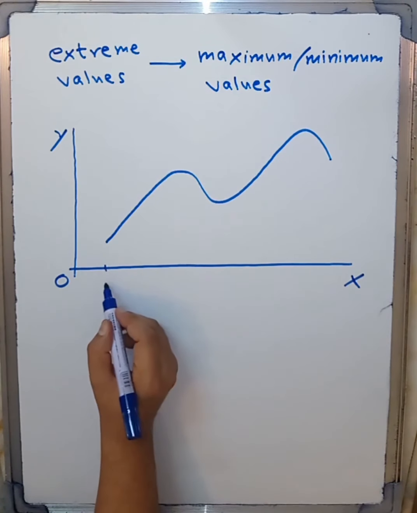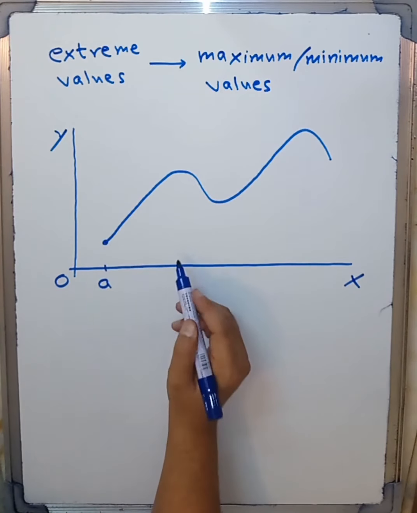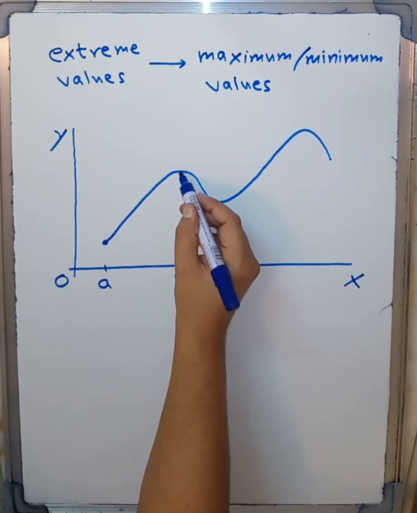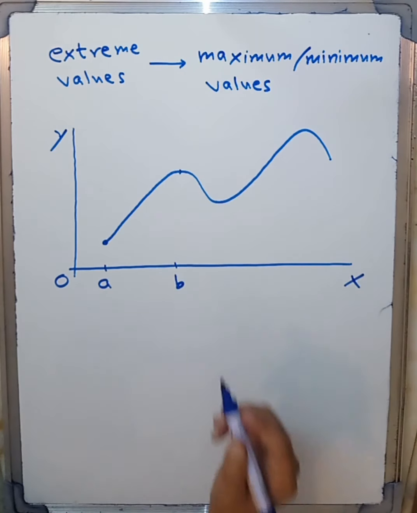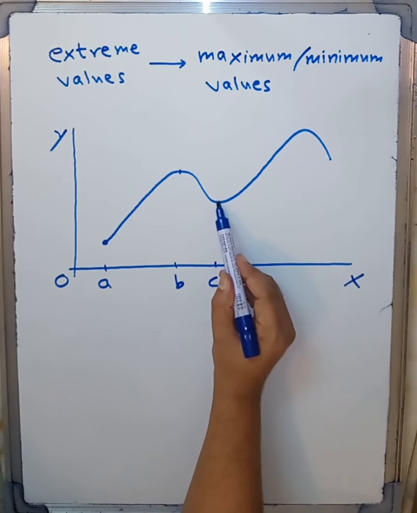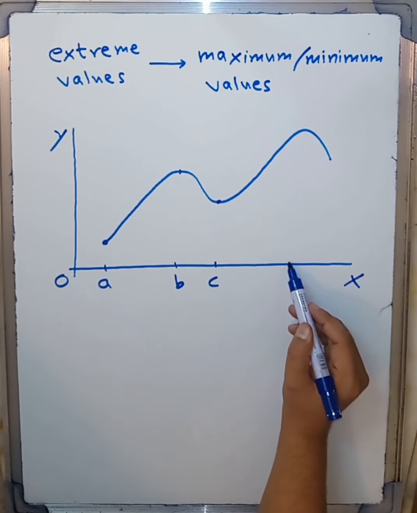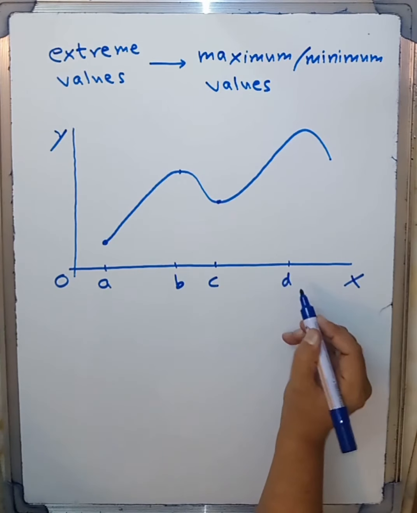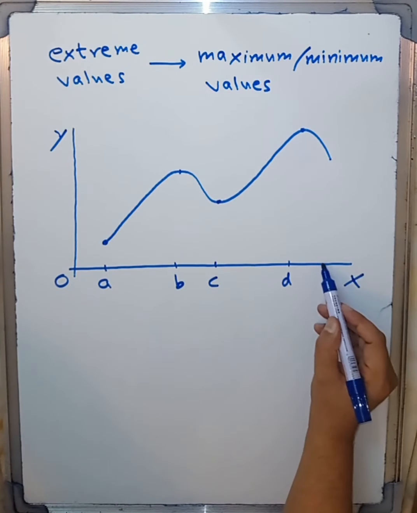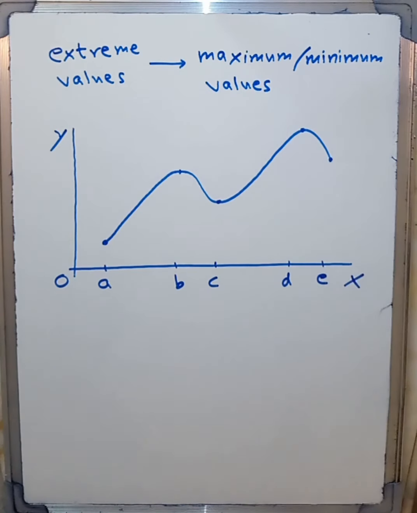Suppose this is point A, this is the value at point A. Suppose this is point B, this is the value at point B. Suppose this is point C, this is the value at point C. Suppose this is point D, this is the value at point D, and suppose this is point E, and this is the value at point E.